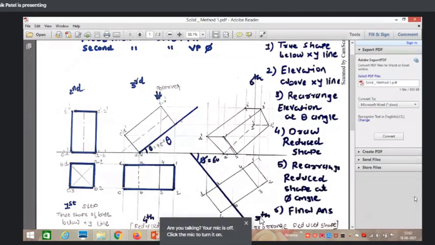Similar steps you will follow here, but just a difference is that in projection of plane, when the object is resting on the HP plane, your elevation should be on a line. It should be only a line, but here there are plane figures.